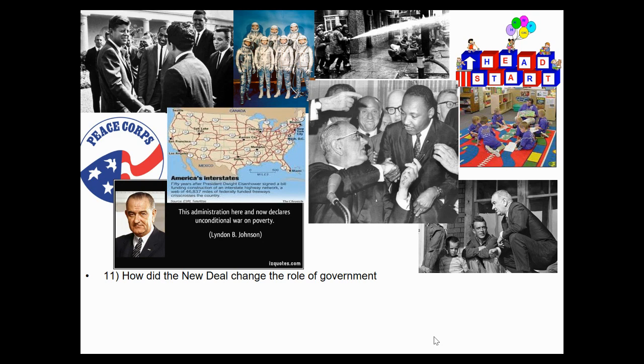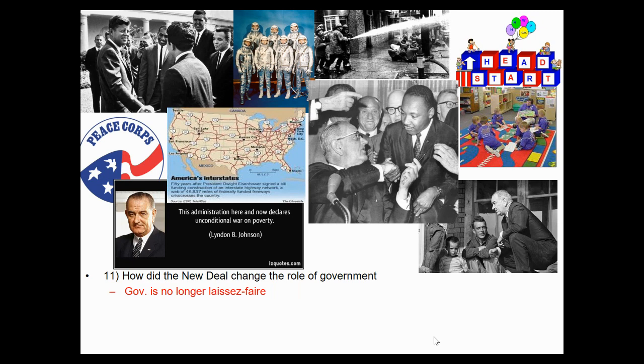What is important about FDR and the New Deal and the Great Depression is not the fact that the New Deal ended the Great Depression. It did not. Okay. World War II ended the Great Depression. So what did the New Deal do for America? It basically changed the concept of government in the United States, where government is no longer laissez-faire when it deals with the good of the people.